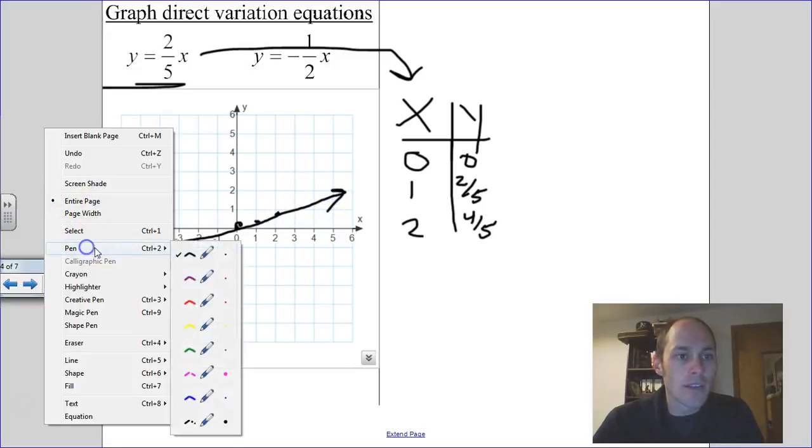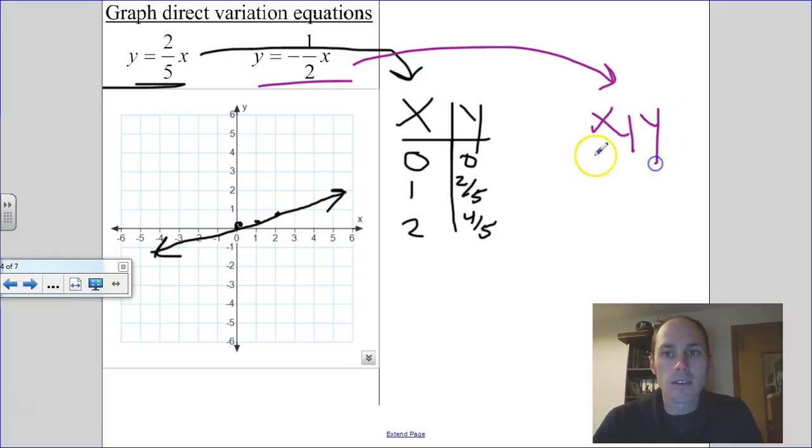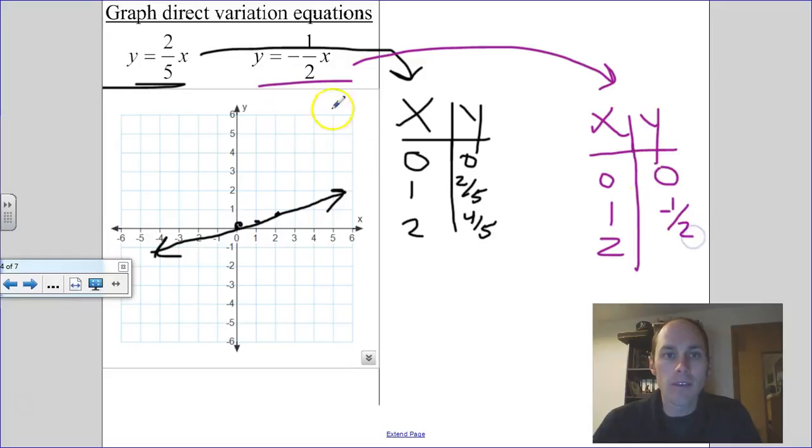And then let's try another example. y equals -1/2 x. We could do the same thing and put in some values for our domain. -1/2 times 0 is 0. -1/2 times 1 is -1/2. -1/2 times 2 is -1. Plot those: (0, 0), (1, -1/2), and (2, -1). Connect the dots.